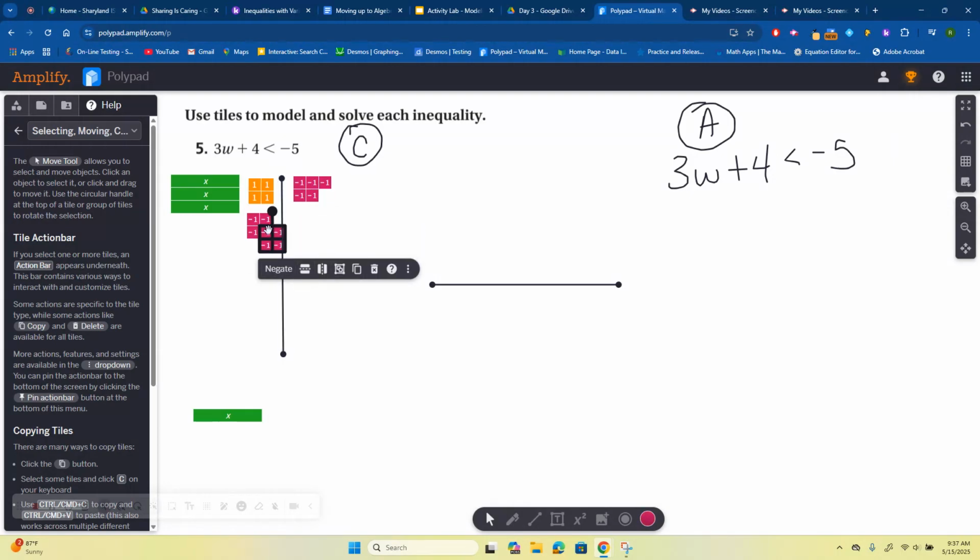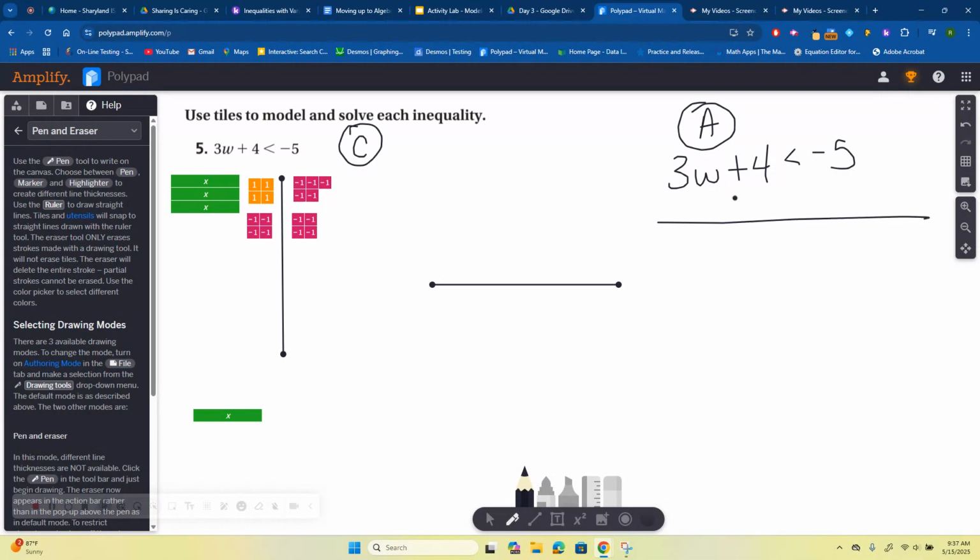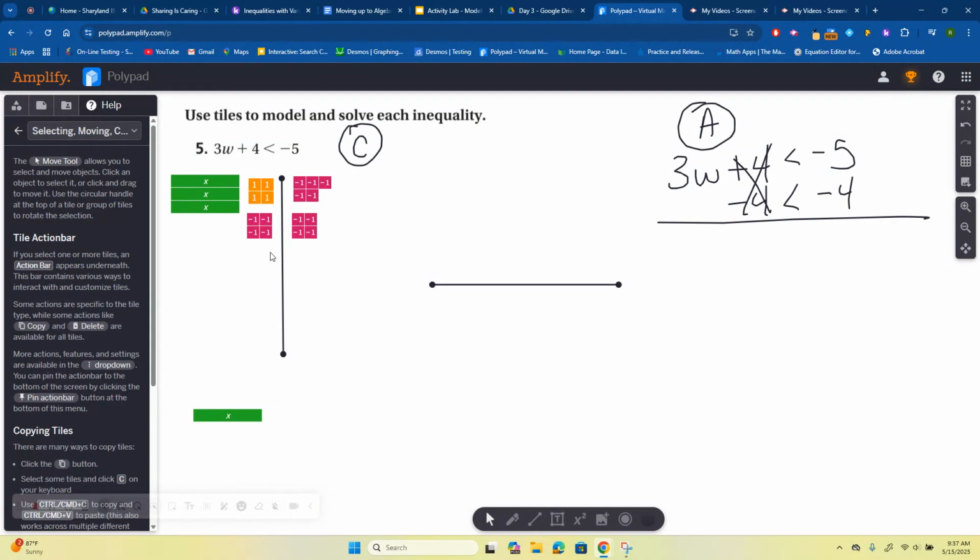Negative. Make a copy, put over here. So I'm going to have to minus 4 on both sides. That's what I have. So over here becomes minus 4 on both sides. This will cancel. So just model it over here. It's gone, and it disappears. So I got 3w is less than negative 9.